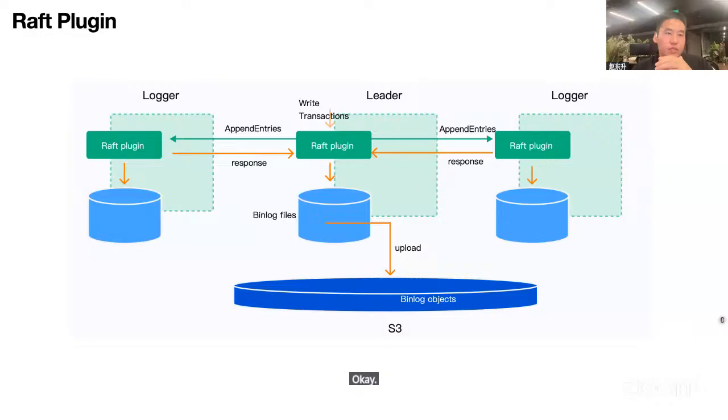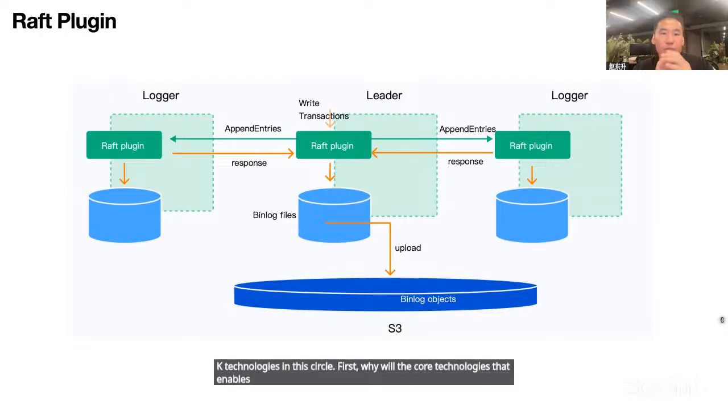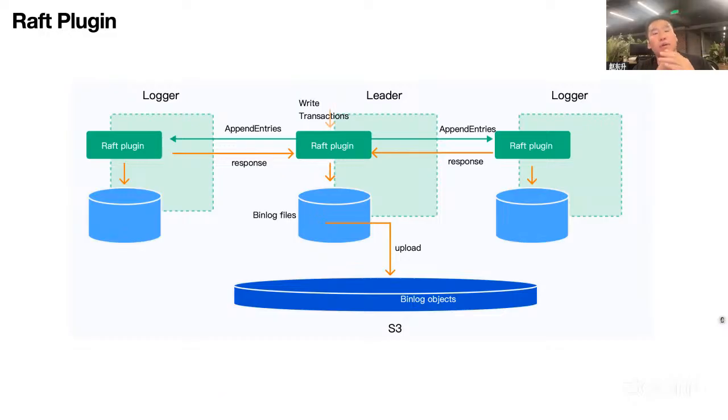Okay, in the following I will talk about some key technologies in WeCircle. First, one of the core technologies that enables high availability in WeCircle is our Raft-based replication plugin. It's implemented as a plugin, so we can decrease the modification to the binary log.